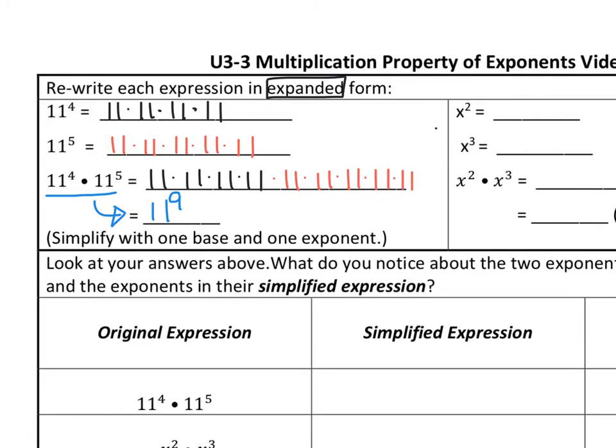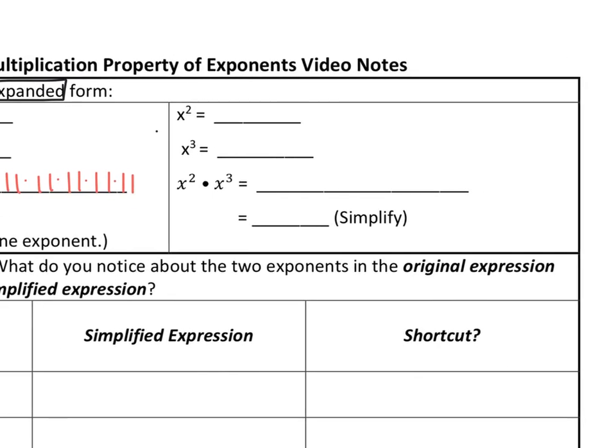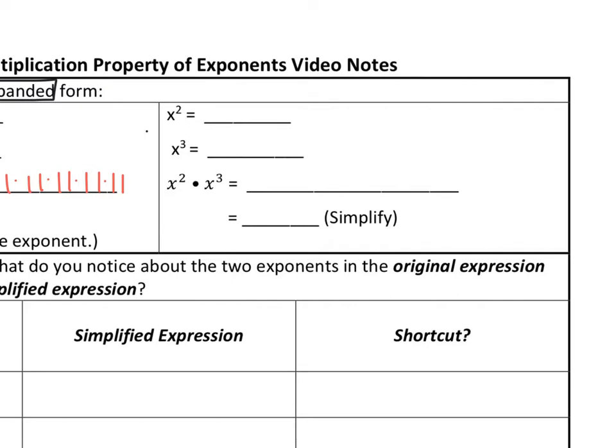So let's take a look at another example where the base is a variable and see if it is done the same way. So x squared means my base is x, and I need 2 of them. X to the third, my base is x, and I need 3 of them. So x squared, again, is x times x. X to the third is x times x times x. So with one base, our base is x. How many x's do we have? 1, 2, 3, 4, 5. So x to the second times x to the third is x to the fifth.